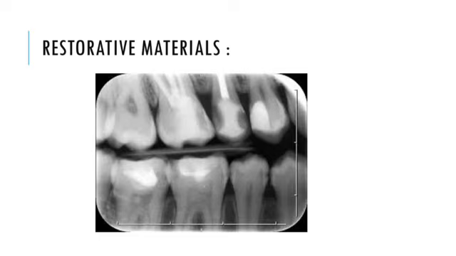Next is restorative material. We can see radiopacities over here in the coronal portion as well as in the radicular portions. These thick radiopaque areas are nothing but the restorative materials.